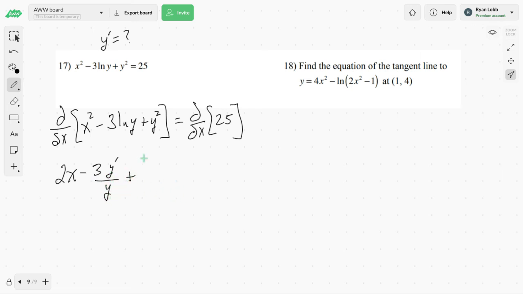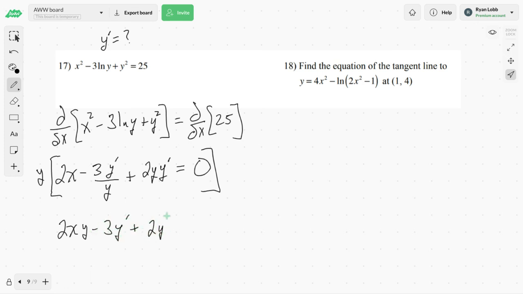Plus, what do we got here? The derivative of y squared with respect to x. So that's going to be 2y times the derivative of y with respect to x, prime notation, y prime, equals 0. And now I want to solve this for y prime. What I would suggest is let's multiply both sides by y to now make this 2xy minus 3y prime plus 2y squared y prime.